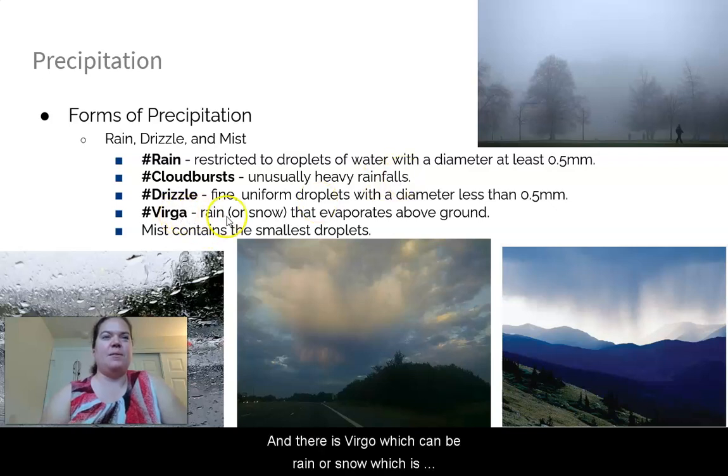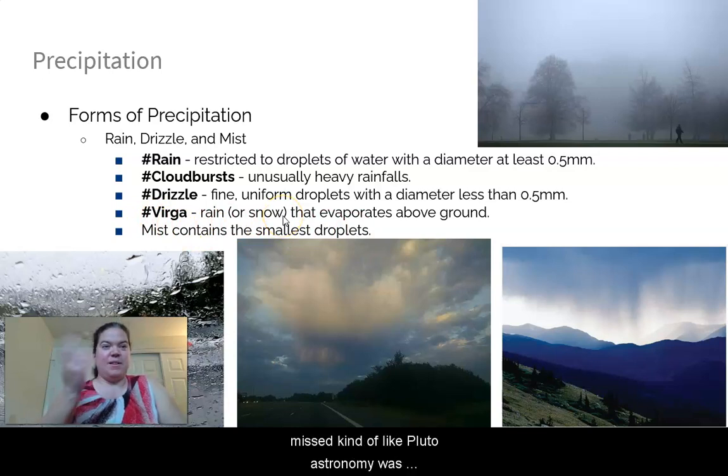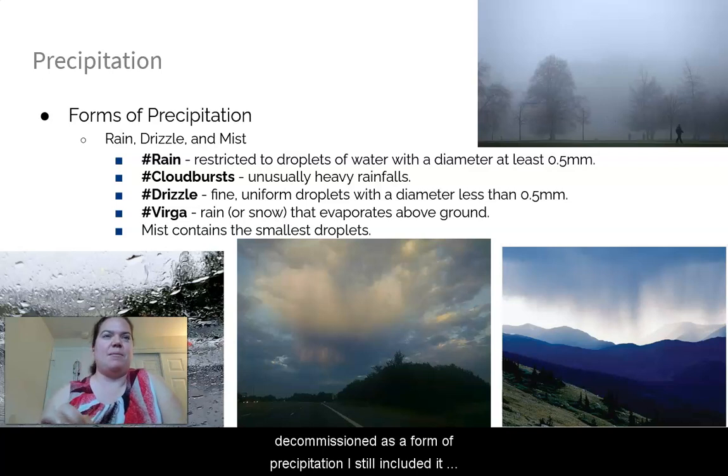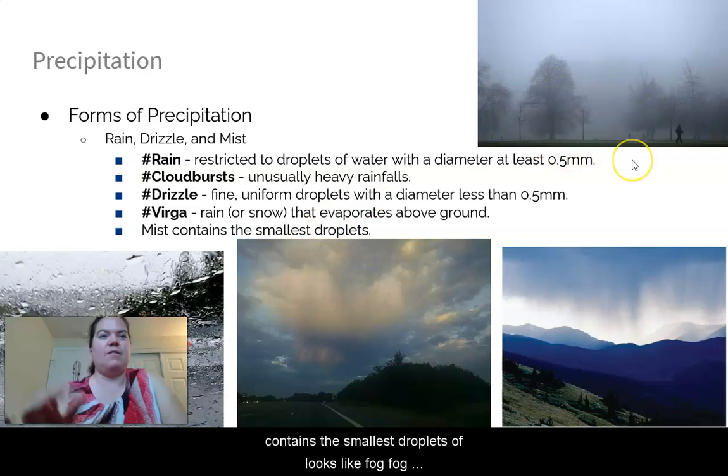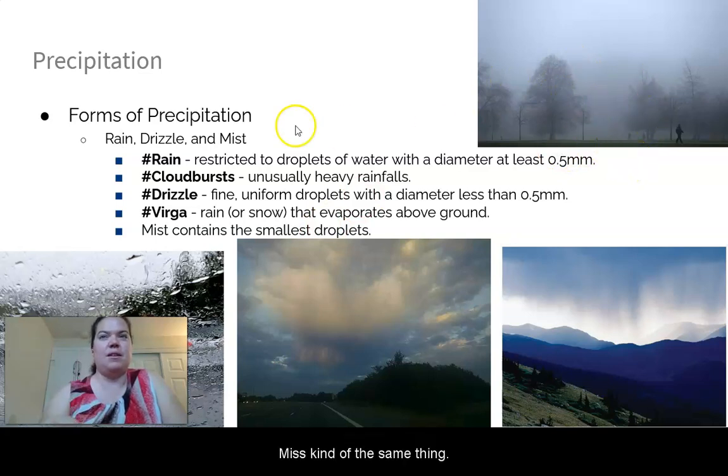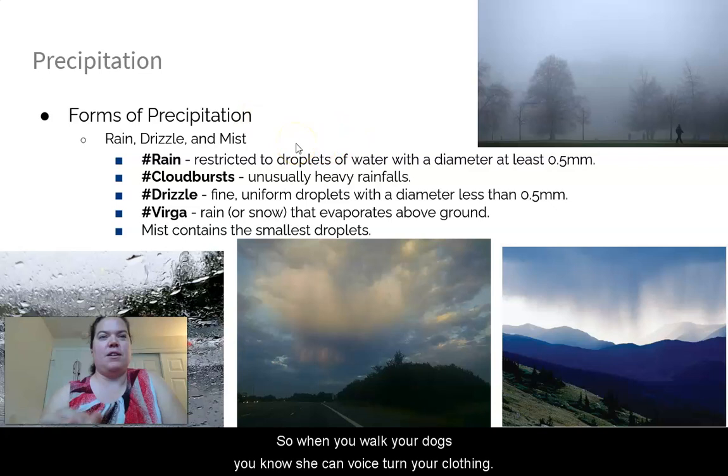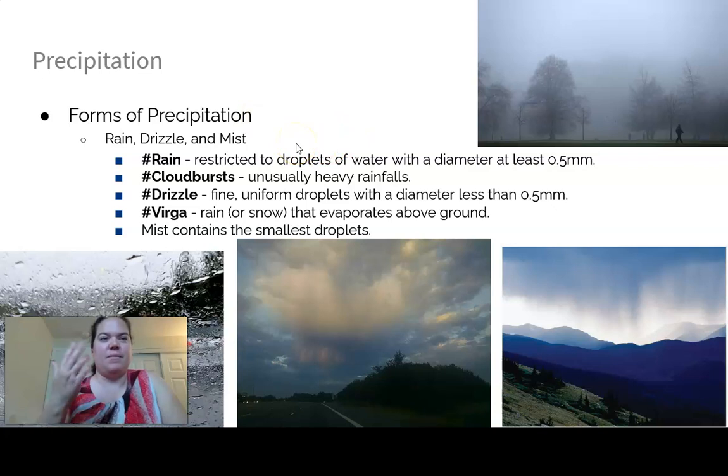Then there's virga, which can be rain or snow, which evaporates above the ground. It looks kind of like this. So there's a layer of dry air here. It's evaporating through. And then mist, kind of like Pluto in astronomy, was decommissioned as a form of precipitation. I still include it. It contains the smallest droplets. It looks like fog, mist, it's kind of the same thing. So when you walk through fog, you notice you get moisture in your clothing. That's mist.